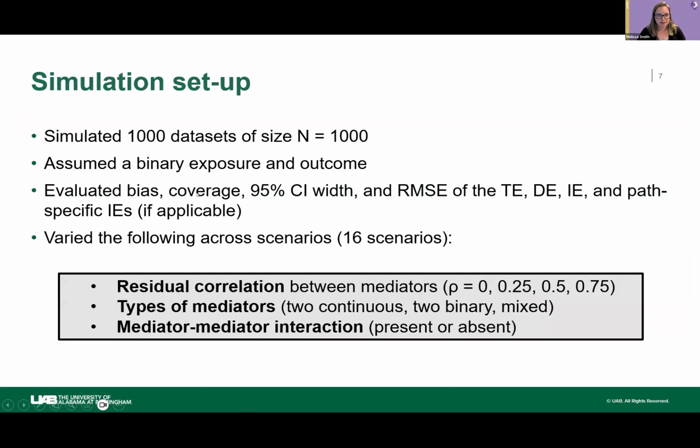We also evaluated bias, coverage, 95% confidence interval width, and root mean squared error of the effects that I had described. And the things that we varied across scenarios was the amount of residual correlation between the mediator variables. So we either didn't have any residual correlation all the way up to a fairly strong residual correlation. And this is the correlation after accounting for the measured confounders. In terms of types of mediators, we had 2 mediators in this simulation study, and we varied whether they were both continuous, both binary, or a mix of continuous and binary. And then we also looked at the presence or absence of a mediator-mediator interaction.